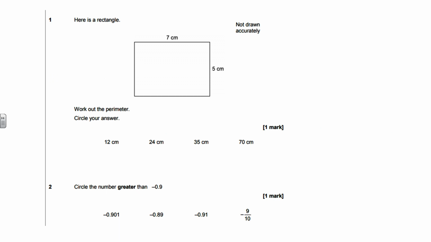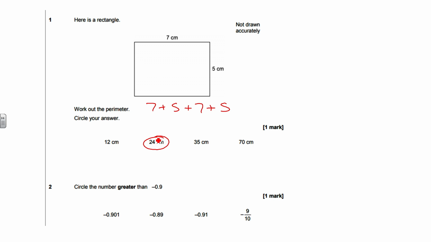So first question, multiple choice is the way with the AQA papers. Here's a rectangle, work out the perimeter. We need to know the perimeter is the one that goes all the way around the outside. So we need to calculate 7 add 5, add 7 add 5. So it's 14 and 5 and 5, 14 and 10, 24 centimetres.